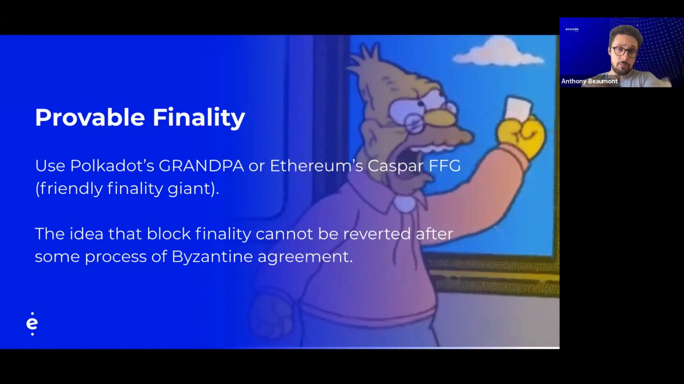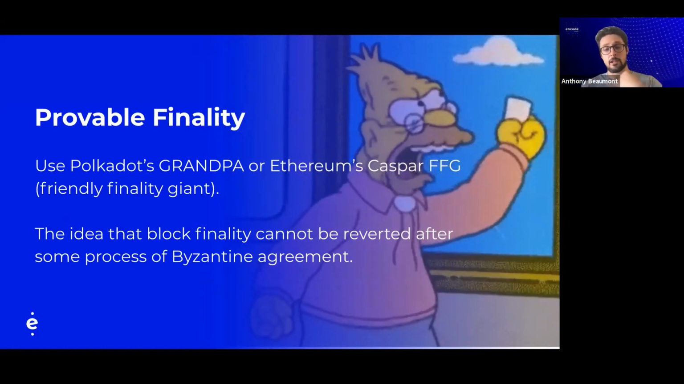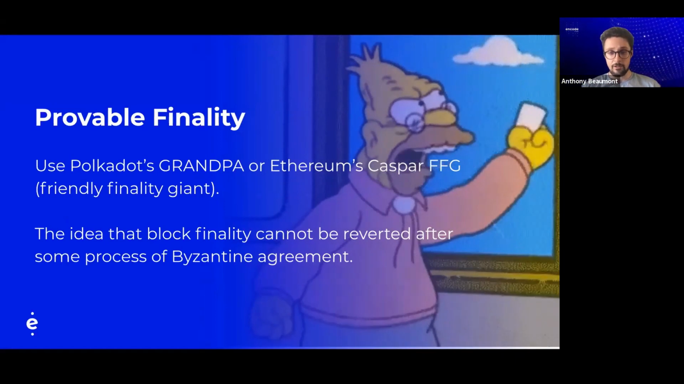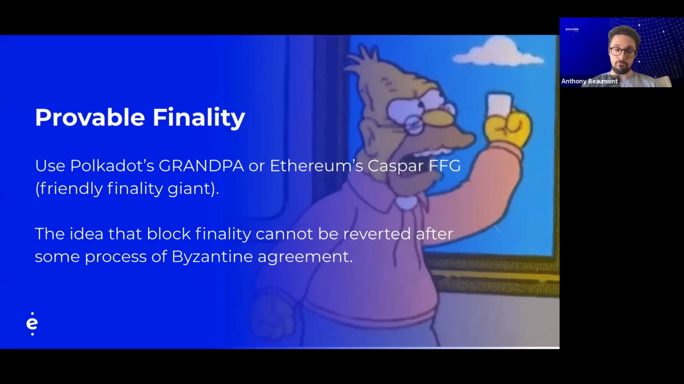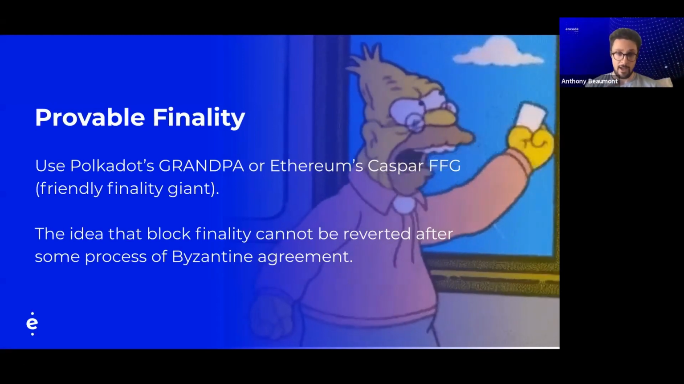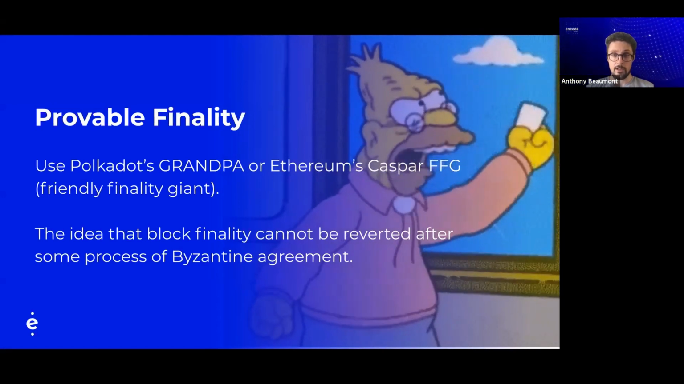So you need this thing called provable finality. And Polkadot uses Grandpa, which we'll talk about in a minute. Ethereum uses Casper. And this is the idea that block finality cannot be reverted after some process of Byzantine agreement. Now, Byzantine failure is a problem in computing whereby something can fail, but you might not know it's failed, or it's difficult to work out it's failed because lots of different actors are reporting different things. You have no way of proving it's actually failed.